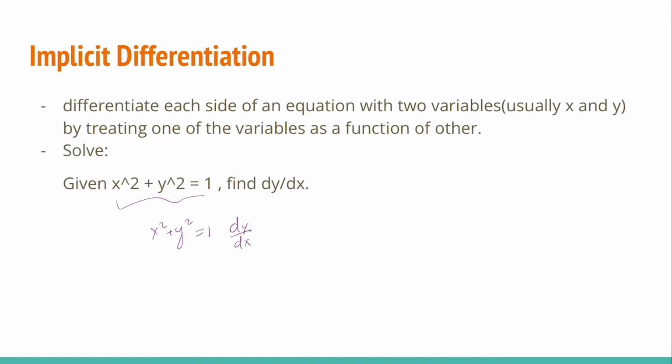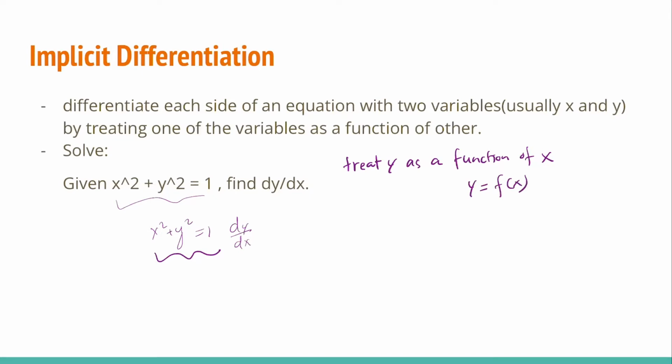We know that this is an equation of a circle, right? But dy over dx is a way of finding slope. So how do we use this equation to find implicit differentiation? Well, like our definition said, let's treat one as a function of another. In this case, we can treat y as a function of x, right? So that means y equals f of x.